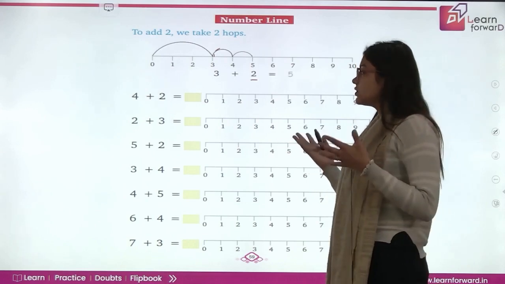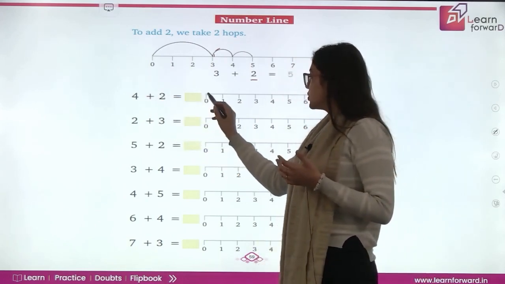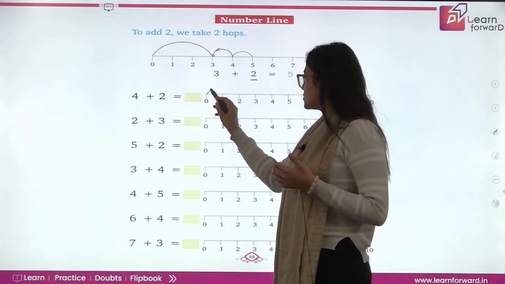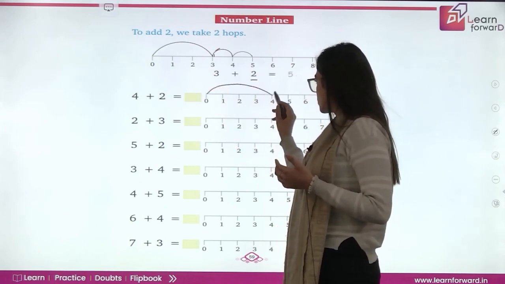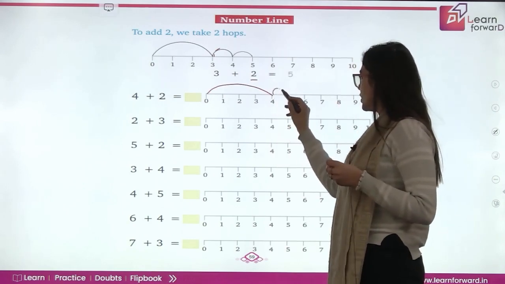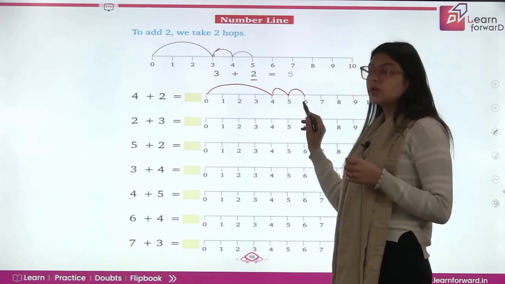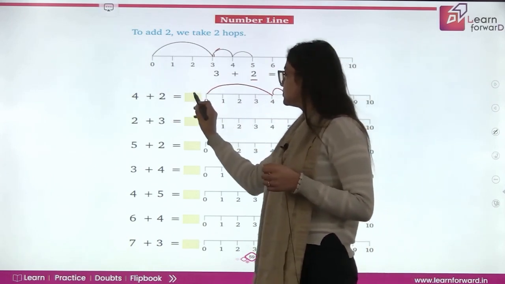So now we will do the addition on the number line. Let's do this 4 plus 2. So let's make a line from 0 to 4. Take a jump from 0 to 4. अब 2 add और करना है. Let's add 2. So 1, 2. So 4 plus 2 is 6. So you have got the answer here, that is 6.